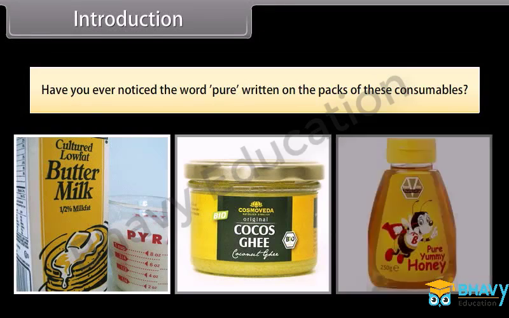Introduction. Have you ever noticed the word pure written on the packs of these consumables?